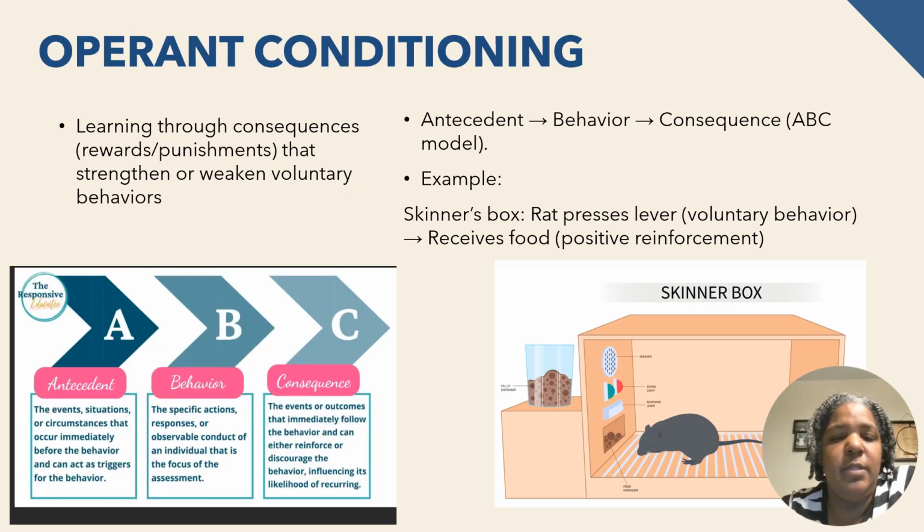The next one we'll discuss is operant conditioning. Operant conditioning is learned through consequences, rewards, or punishment that strengthen or weaken a voluntary behavior. So you have your antecedent, your behavior, and your consequence, which is the ABC model. Skinner's box is the one that's very famous.